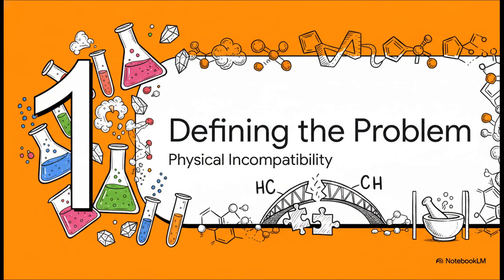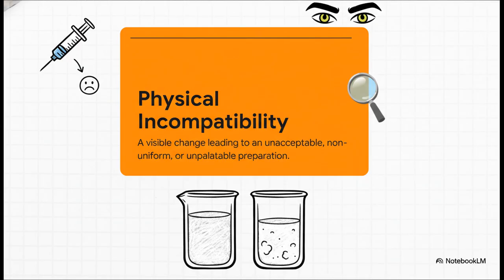All right, first things first, let's build a solid foundation. What are we actually talking about when we use the term physical incompatibility? The number one word to remember here is visible. This isn't some invisible chemical reaction happening on a molecular level. Nope. This is a change you can literally see with your own eyes, a change that makes the final product totally unacceptable. And think about why. If your medicine isn't uniform, how can you possibly guarantee a consistent dose? You can't. And that's a huge safety problem.